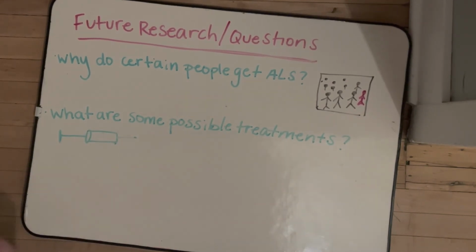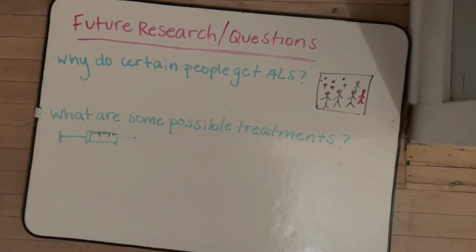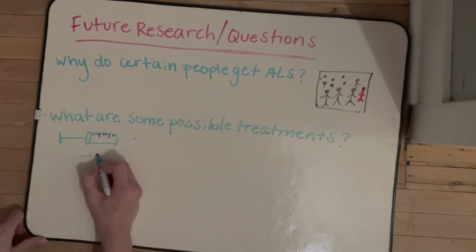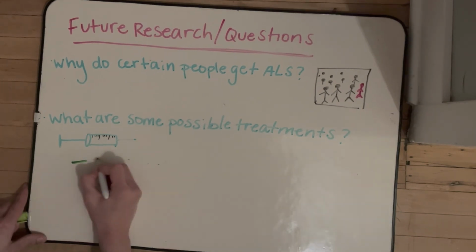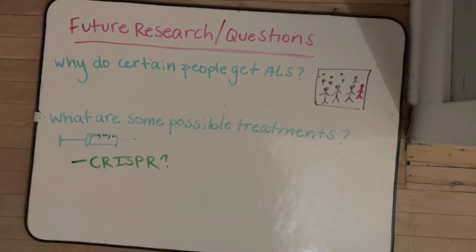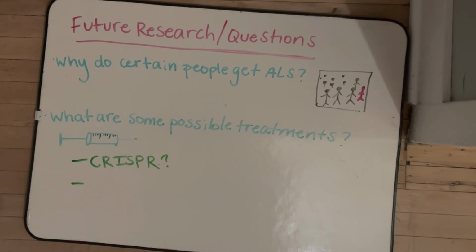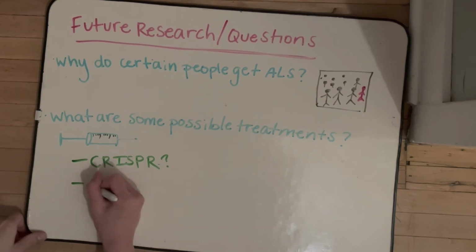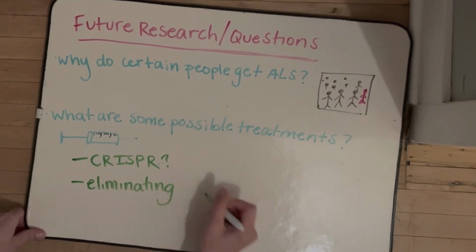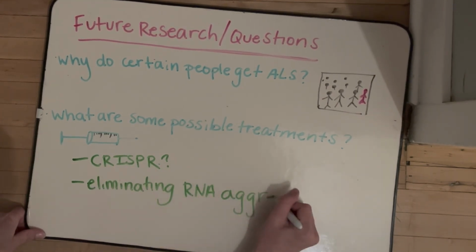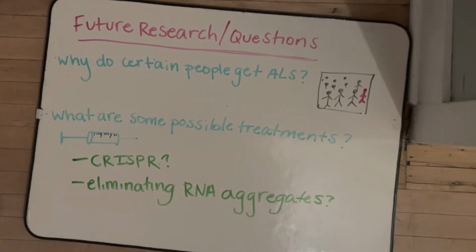Because up until this point, there have been no reliable treatments found for ALS, and people who get ALS are usually stuck with it. So, one possible idea is CRISPR. CRISPR is still new and unreliable, but it's possible that it could be used to remove repeat expansions of those guanine and cytosine-rich areas that we talked about earlier from C9orf72. And maybe there's a possible way of eliminating those RNA aggregates that cause so many problems in cells.